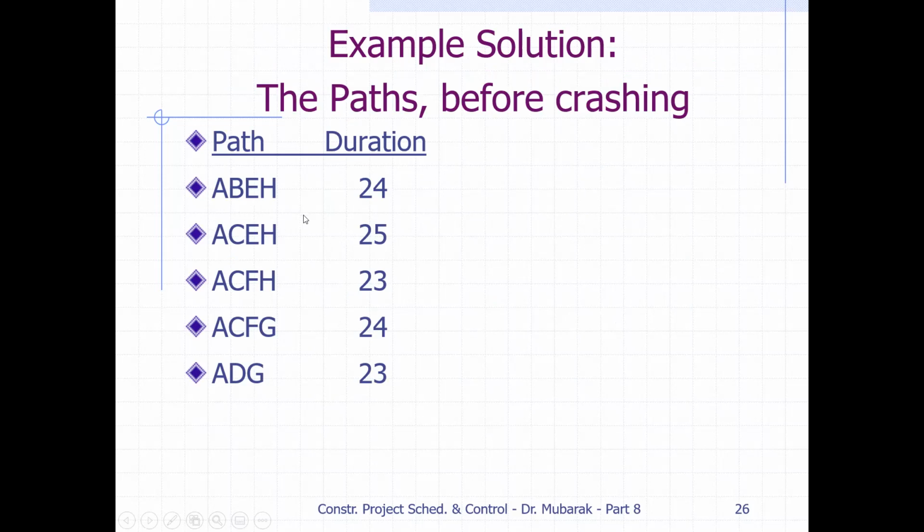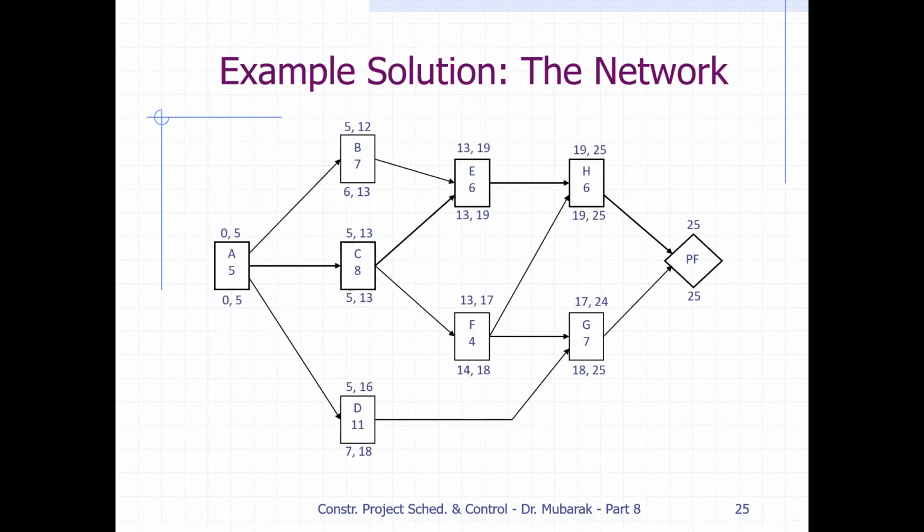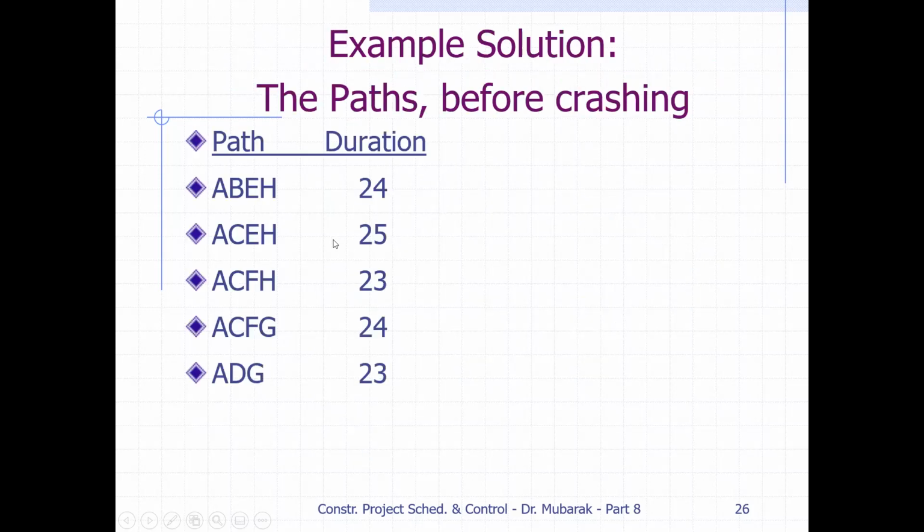So the first path is A, B, E, H. It means 5 plus 7 plus 6 plus 6. This is the way we got the total of 24. A is 5, B is 7, E is 6, and H is 6. When we add, we get 24.